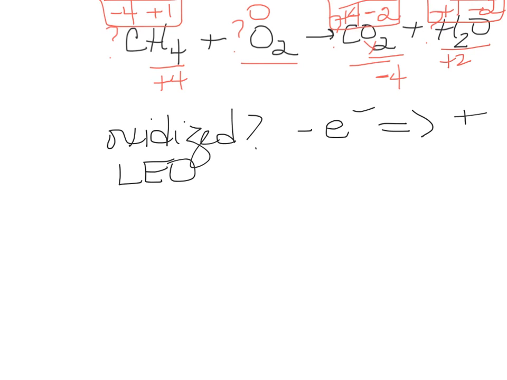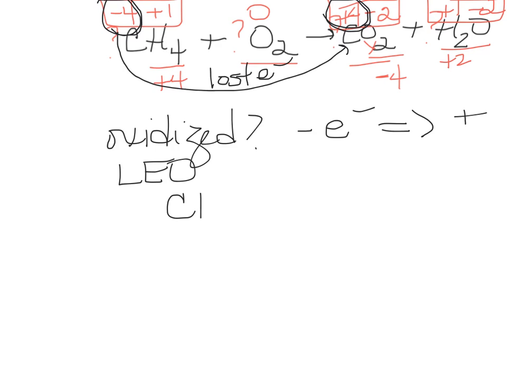So let's see, what happens to carbon? Carbon goes from a -4 charge to a +4 charge. How did it do that? It obviously changed oxidation numbers, so it's involved in the redox reaction. It would have had to have lost several electrons to go from a negative charge to a positive. So if it lost electrons, that means that CH4 has been oxidized, all right?